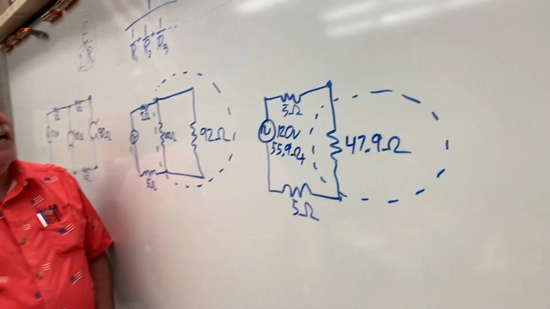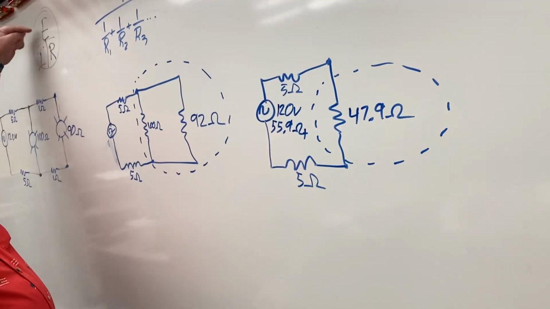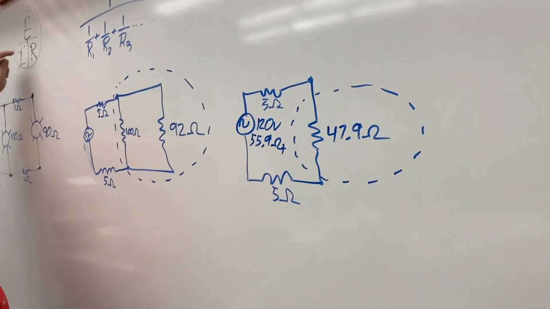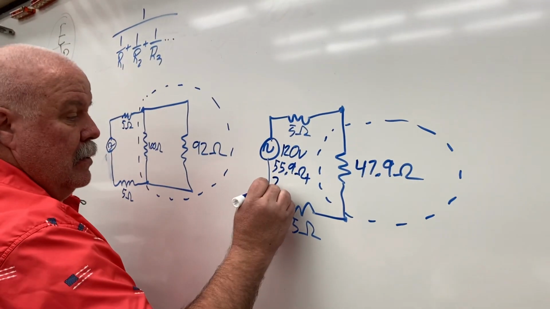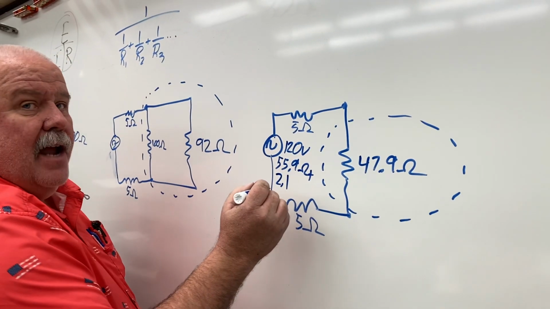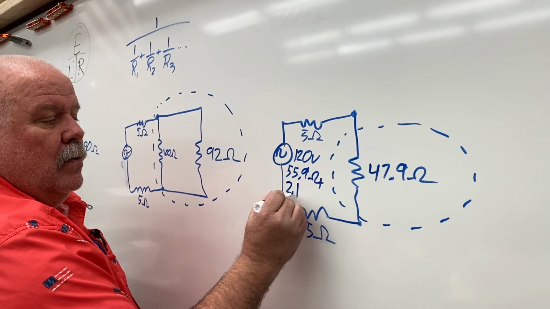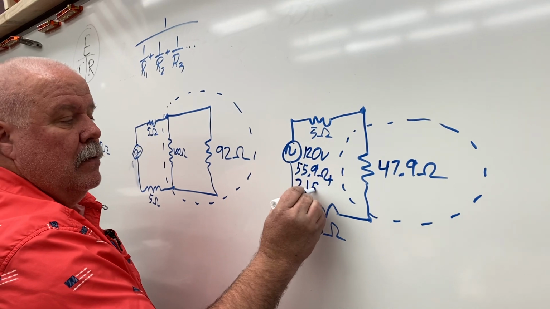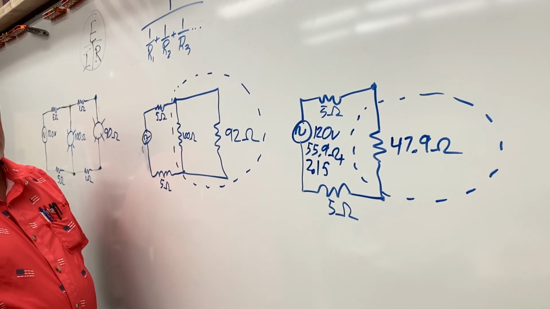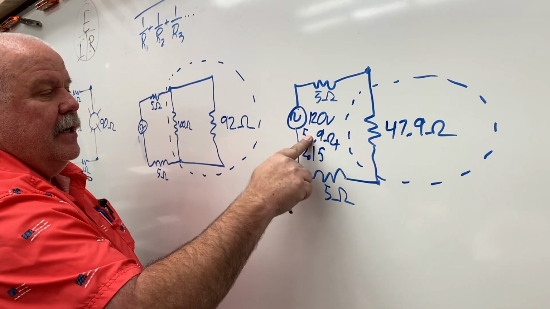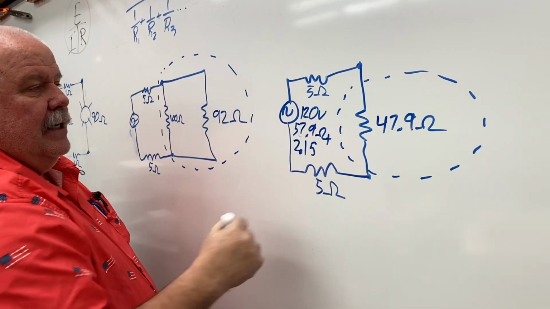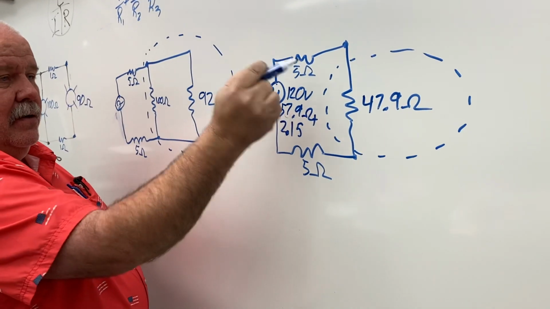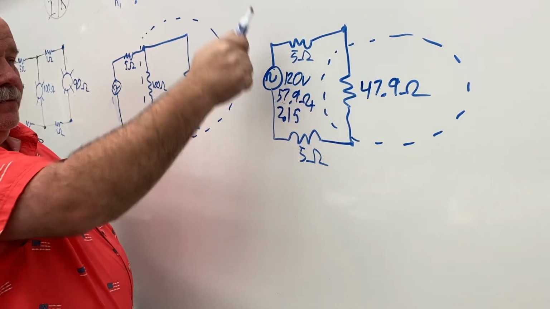How many amps is that? 120 divided by 55.9? 2.15. Wouldn't it be 57.9? Yeah, it would be 57.9. I'm sorry, I did it wrong. It is 57.9. 47.9 plus 10, right?